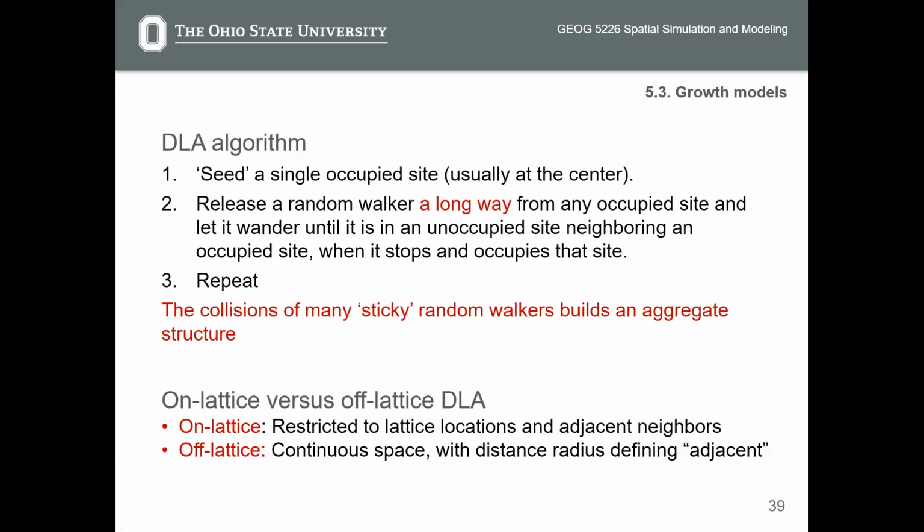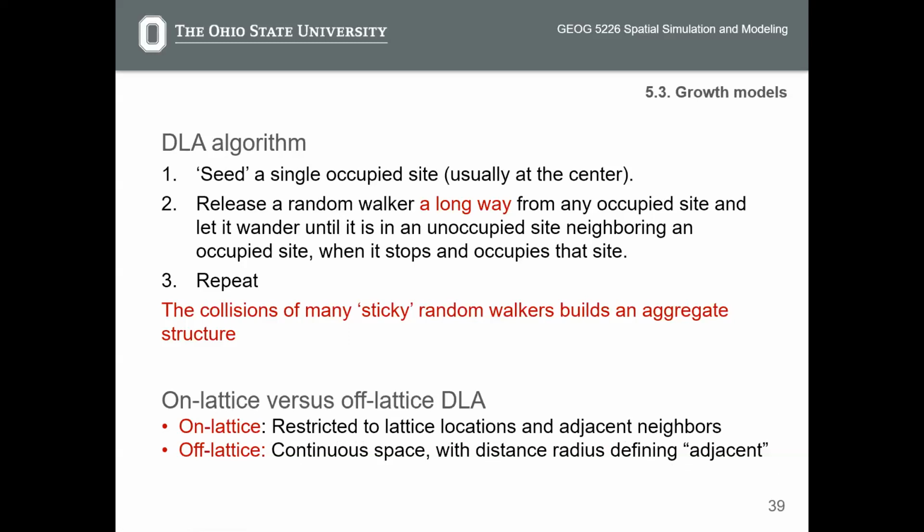If we're talking about DLA in continuous space, of course, there are no cells, there are no sites. So how can you define neighboring? How can you define if a walker has touched that seed or an occupied site?